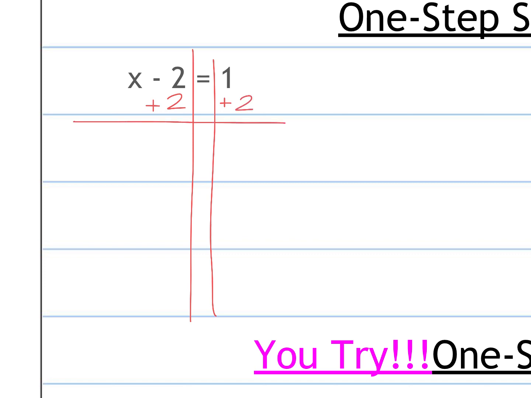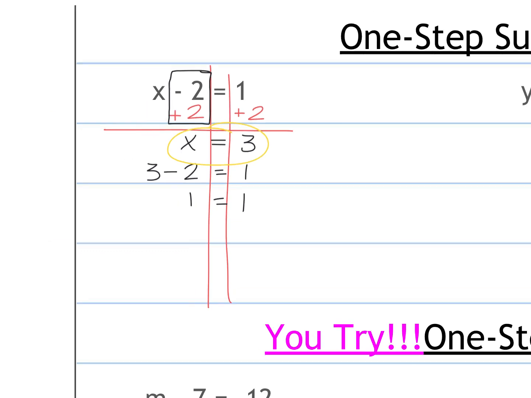When I look at trying to get rid of this, subtracting 2 actually goes with the 2, so it's -2 plus 2, which we know is 0. So that's why we're left with x, and then x equals 3. Then I'm going to go back to my equation, put 3 in. 3 minus 2 equals 1, which, yes, 1 equals 1. So then I circle that because that's correct.